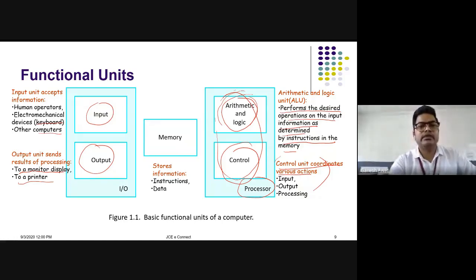And then we have memory. The fifth one is the memory, which is going to store the information in the form of instructions and data. That is what we have seen.